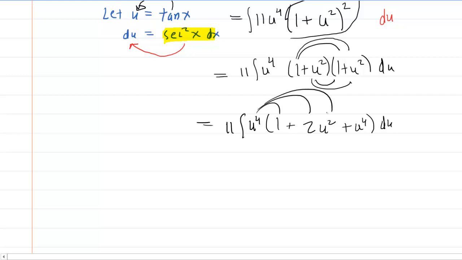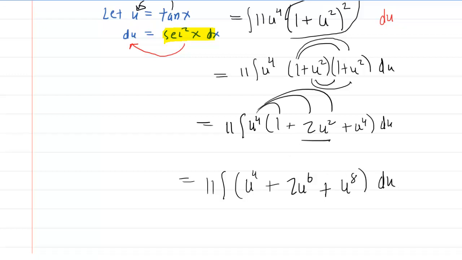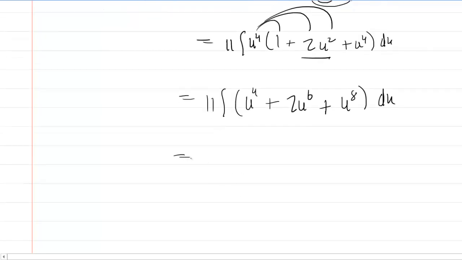Then you have to distribute that u to the 4th. So u to the 4th times 1 is u to the 4th. Then u to the 4th times this term will give you 2u to the 6th. Notice we're adding the exponents there. And then u to the 4th times u to the 4th is u to the 8th. Again, adding the exponents. Now we can finally integrate. So we'll just use standard integration here. We remember that the integral of u to the power of n with respect to u is u to the power of n plus 1 over n plus 1. So you're just basically adding 1 to the exponent and then dividing by the new exponent.